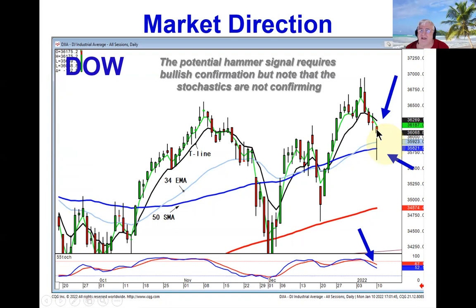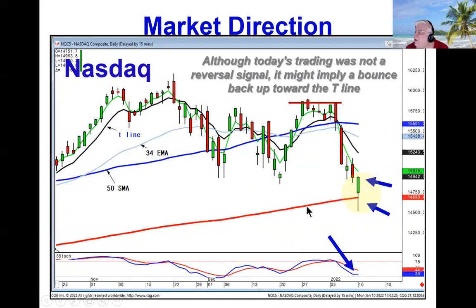Now, a reversal needs confirmation, which would number one be bullish trading after the hammer signal, and number two, coming up through the T-line. Remember, our trading analysis remains very simple, based upon the T-line rule. As long as we don't see a buy signal and a close above the T-line, we still have to assume we're in a downtrend.